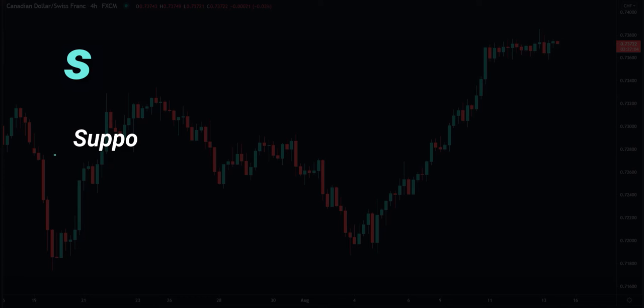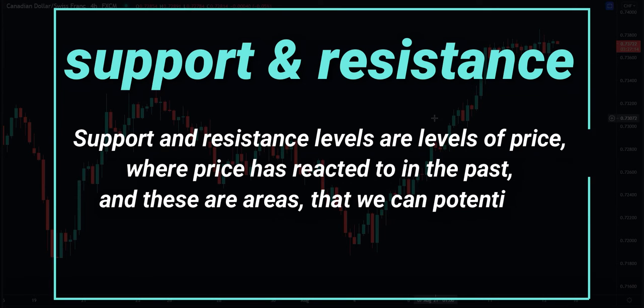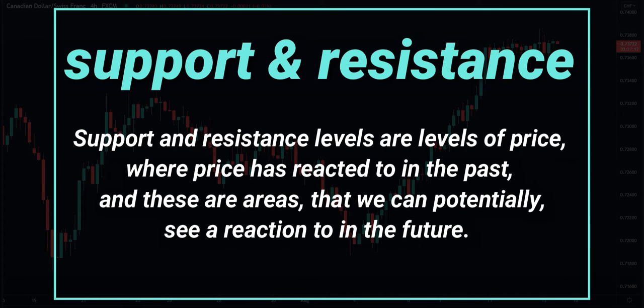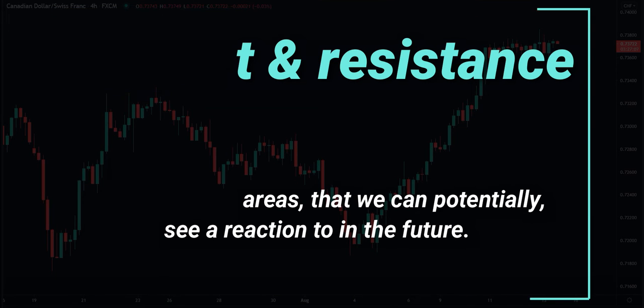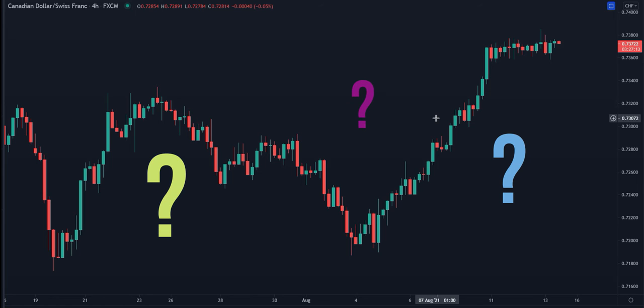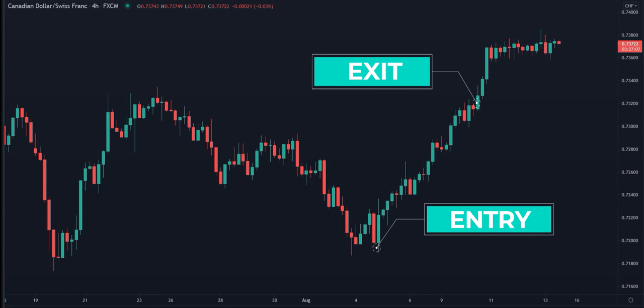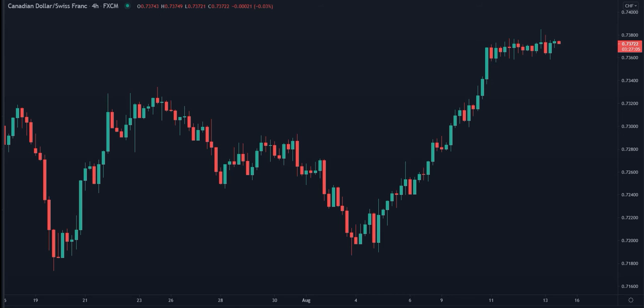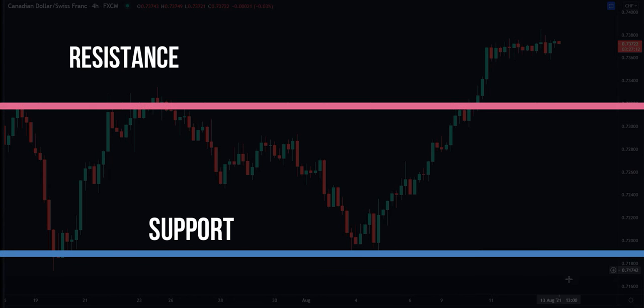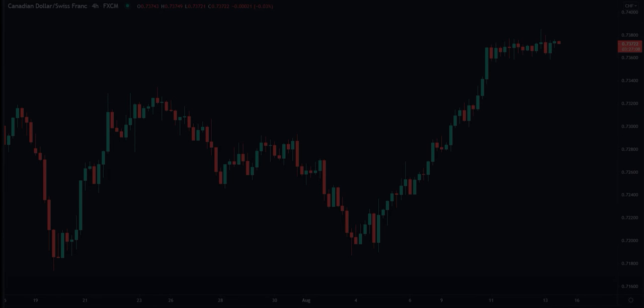But before we go to the rules, let's define it first. Support and resistance levels are levels of price, where price has reacted to in the past, and these are areas that we can potentially see a reaction to in the future. So, why are these levels significant? Because these areas are areas where we can potentially find trading opportunities for our entries, as well as areas for potential exits. You want to always be ready with your support and resistance levels, such that when price goes back to these levels, you can be ready for your trade.